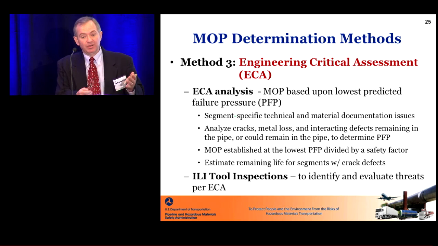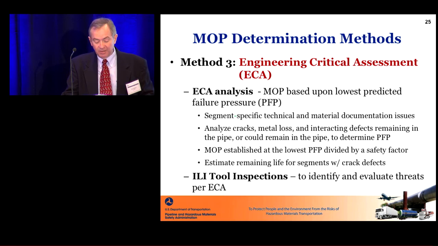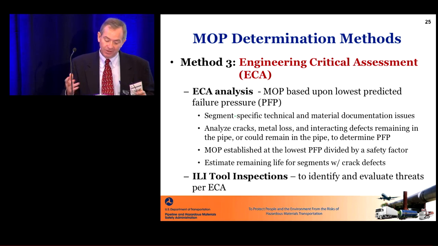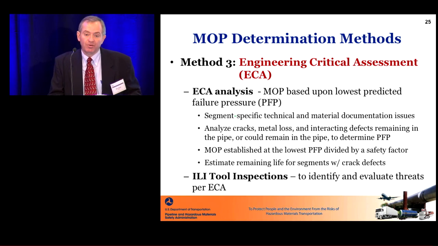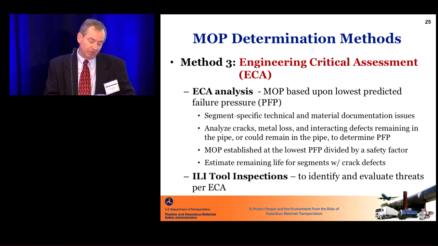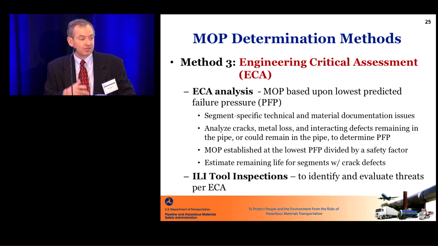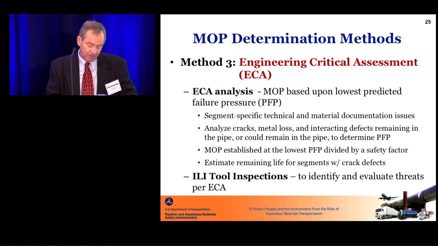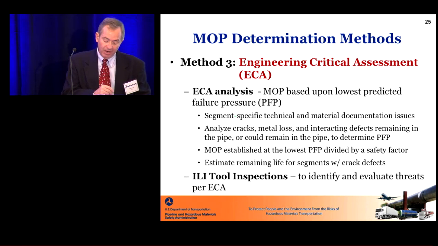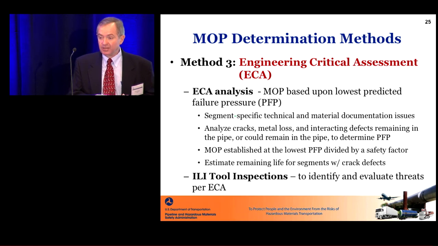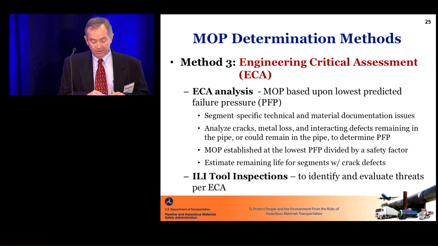Is this what we should do in an engineering critical assessment? In other words, what should be in an engineering critical assessment? I know I've heard some say ECA is similar to some other terms in, I think, 1104 Appendix A. Should we change ECA analysis to some other definition? And again, if you do ILI tool inspections, that's what we would expect on this.